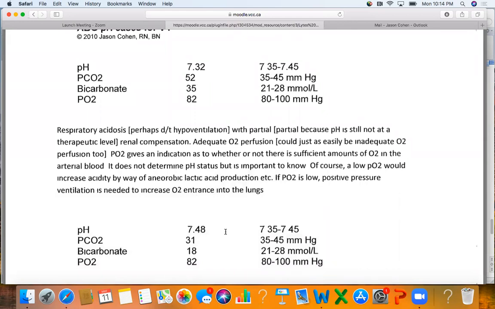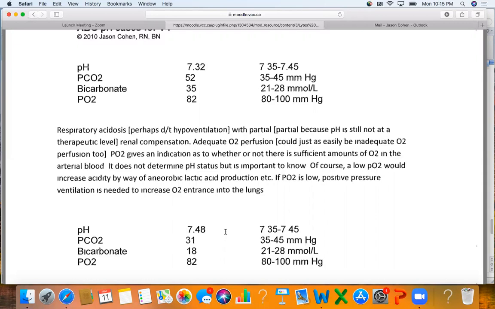pH is 7.48. That's a bit high. What is that, acidic or basic? It's basic or alkalotic. CO2, 31. Is that high or low? It's low. Is that acidic or basic, relatively speaking? Well, if CO2 is low, that pushes the body relatively towards a more basic environment, if you know what I mean, because it's less hydrogen in the blood. So it's pushing pH towards something more alkalotic or basic.